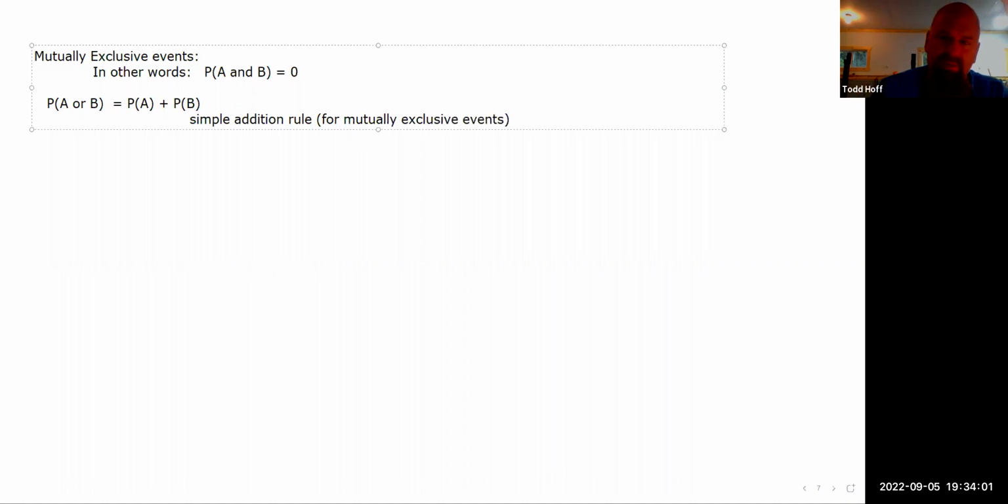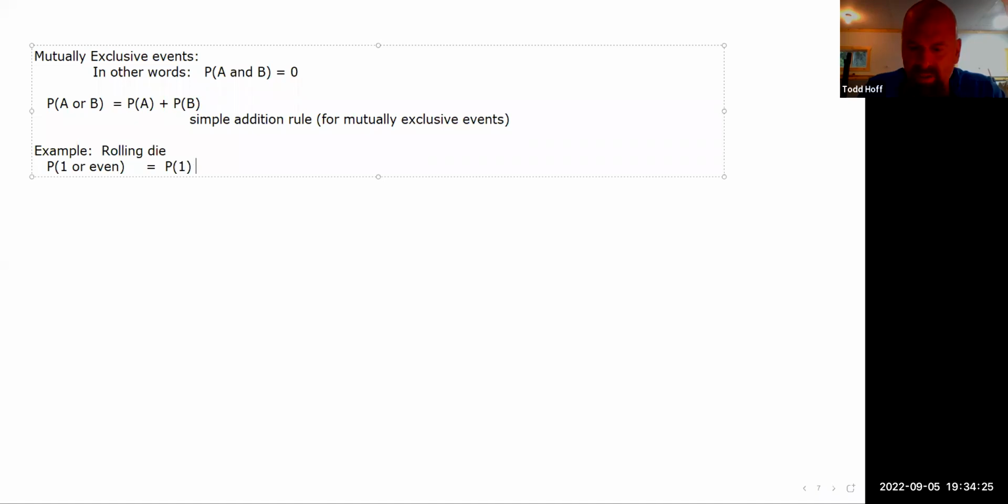Now, mutually exclusive events are not as common as independent events. The example here would be rolling a die, and the probability of getting a 1 or an even number. They're mutually exclusive. 1 is not an even number, so we can't get both a 1 and an even number. So this should be the probability of 1 plus the probability of an even number. The probability of 1 is 1 out of 6, or 0.1667. The probability of even is 0.5. So that's 0.6667.